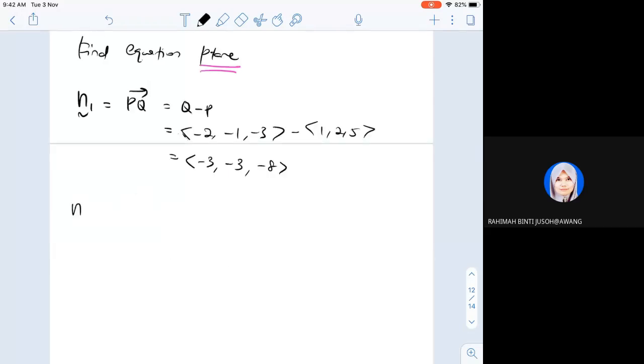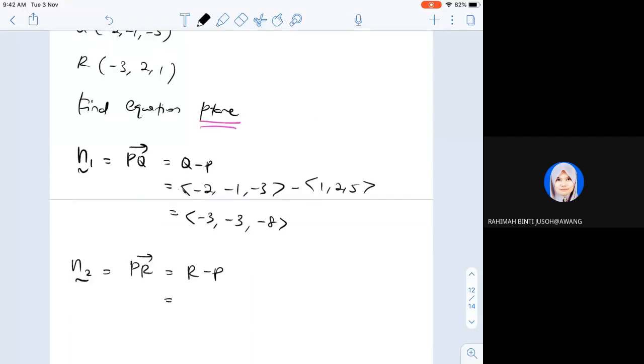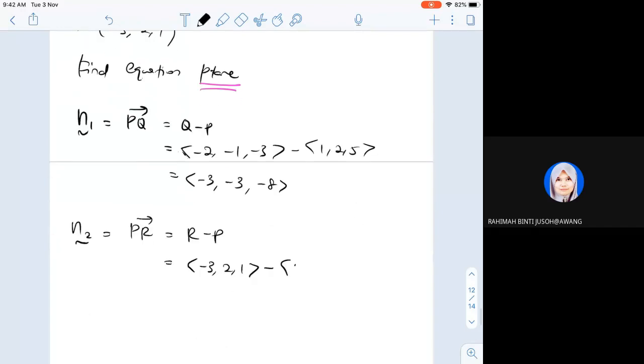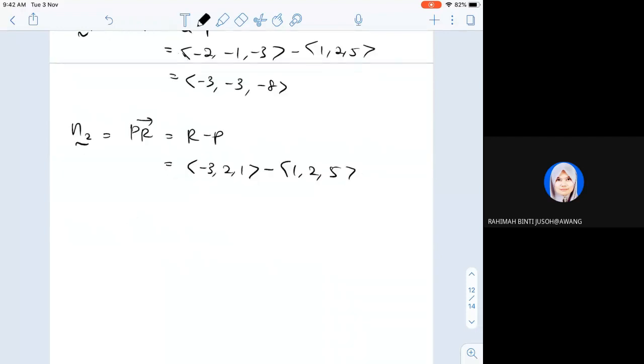The second normal vector, we need to find the vector from P to R. So the coordinate of R minus coordinate of P. So R is -3, 2, 1 minus 1, 2, 5. Guys, soalan ni biasanya dalam test dia banyak yang markah dia. But you have to be careful lah. Soalan ni senang tapi dia tedious. So you have to be careful. Okay, -3 minus 1, -4. And then 2 minus 2 should be 0. 1 minus 5, -4. Kalau saya ada tersilap, inform.